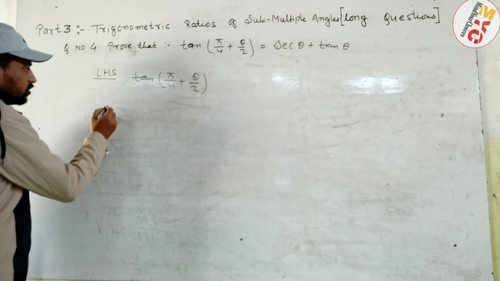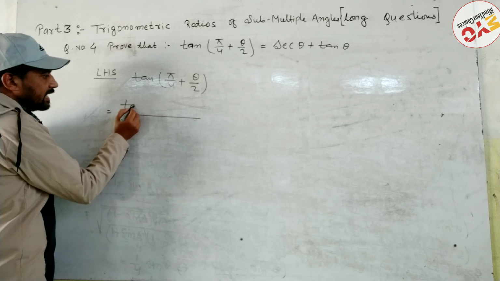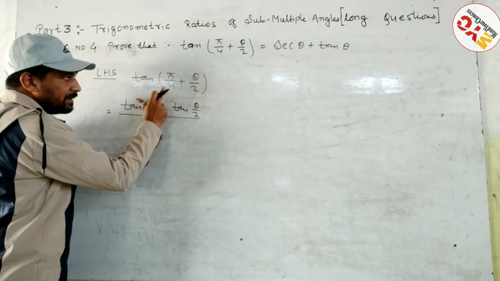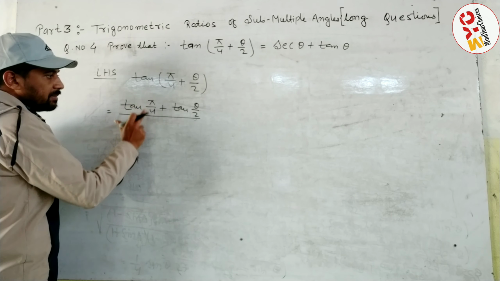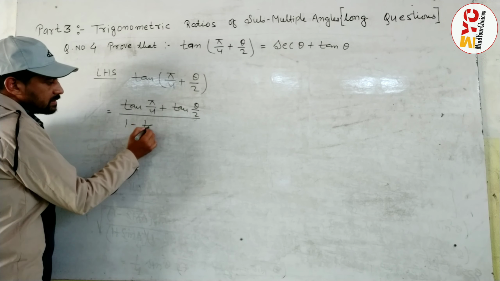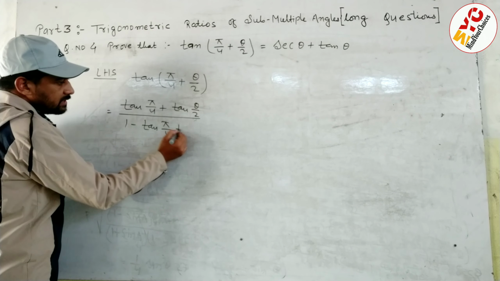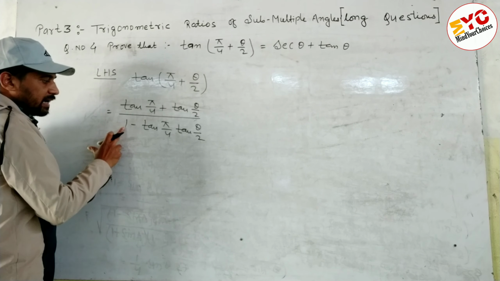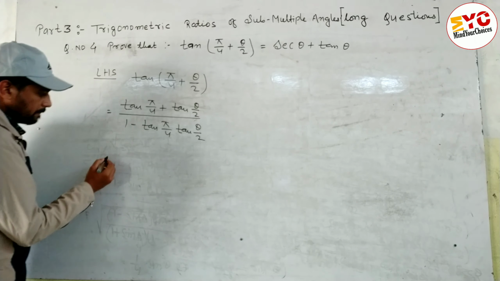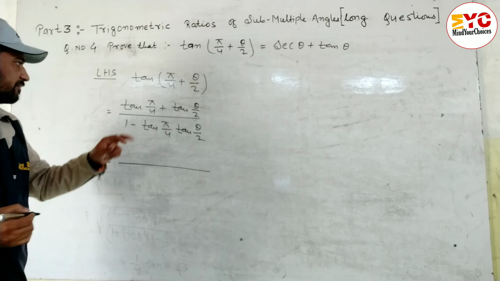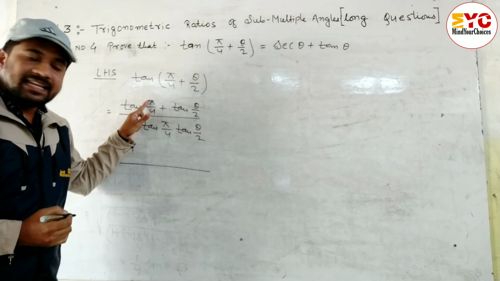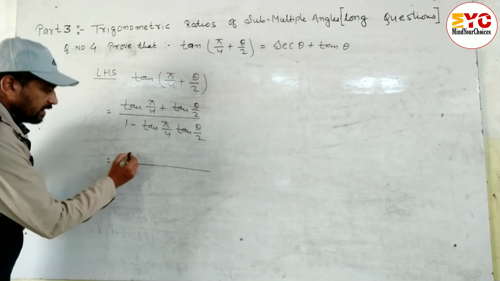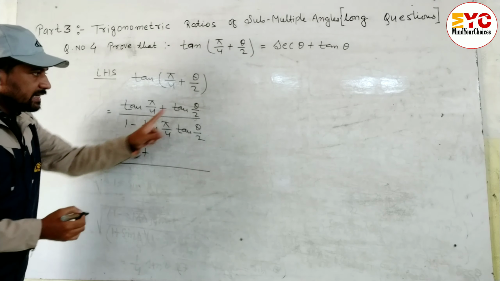So I'm going to use the formula of tan(a + b): tan a is tan pi/4 plus tan b, where a means pi/4 and b means theta/2. That gives tan pi/4 plus tan theta/2, over 1 minus tan pi/4 tan theta/2. Now I told you before also, pi means 180, 180 by 4 means 45, and the tan 45 value is 1. So we can write 1 plus tan theta/2.